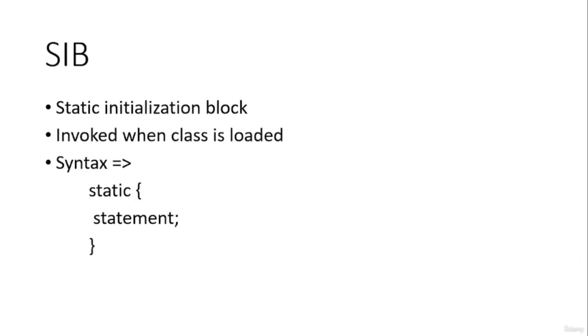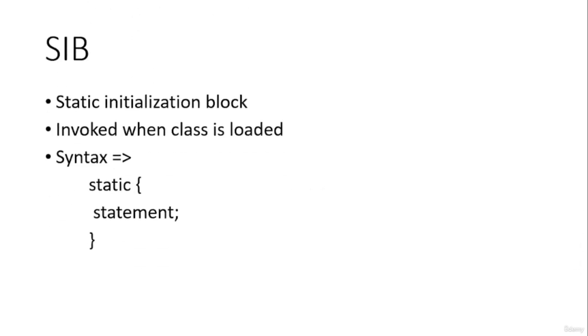Now let us see SAB. SAB means static initialization block. This is a block in which we initialize our static members. Static members, as we already seen, are class-based members, so they belong to the class. Static members have to be initialized in some context. In that case we will use SABs.